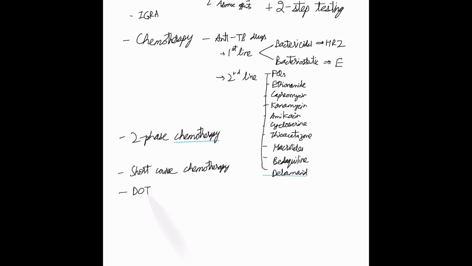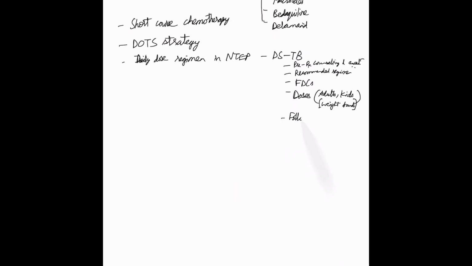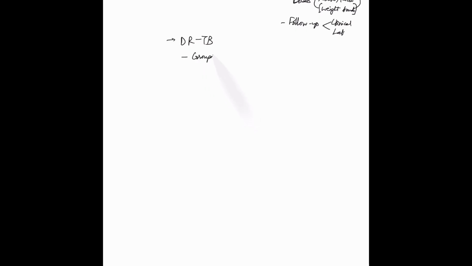Then we learn what is two-phase chemotherapy, short course chemotherapy, and what is the DOT strategy. This is a very frequently asked question in exams and very important for competitive exams as well. Then daily dose regimens in NTEP for drug-sensitive TB. You have to know about the pre-treatment counseling and evaluation, the recommended regimen, what are the fixed drug combinations or FDCs, doses for adults and kids over various weight bands, and follow up clinically and laboratory wise.